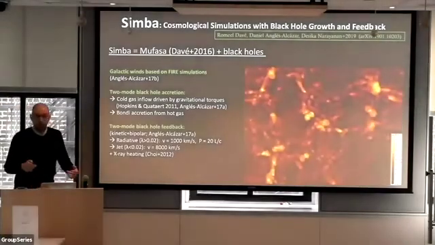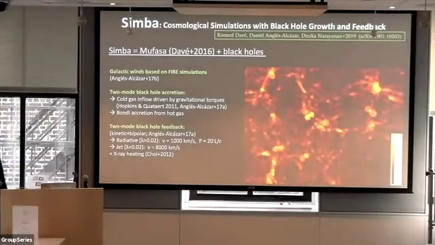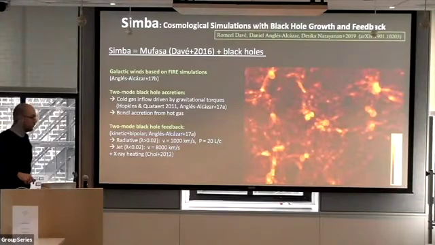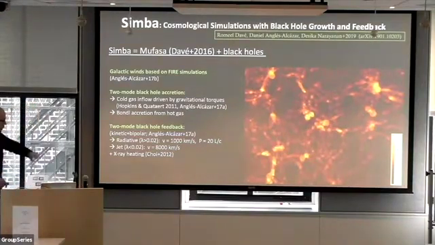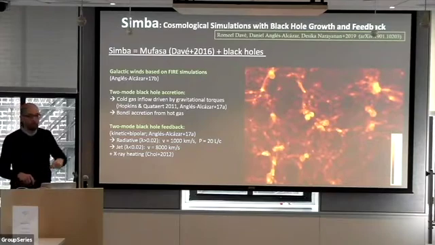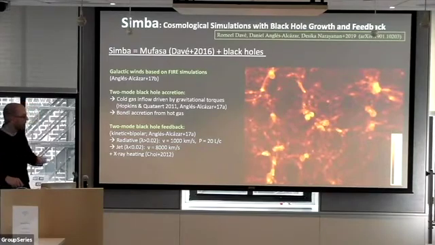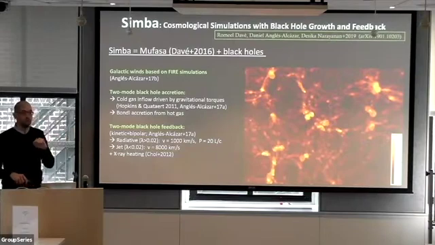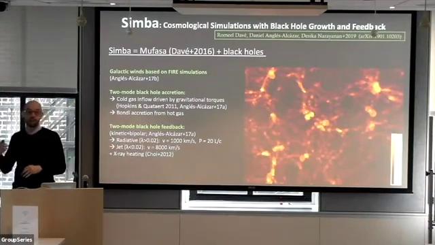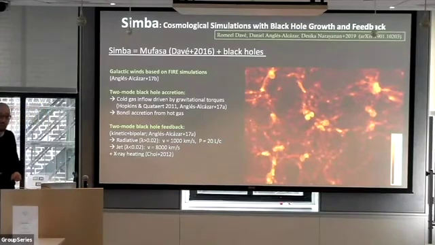And then of course one of the important additions is a two-mode black hole feedback. This is in some way similar to TNG, where we inject kinetic bipolar outflows in both channels, but then we have large mass loading factors and outflow velocities of about 1,000 kilometers per second when black holes are in the relatively efficient regime, so that would be the quasar mode.